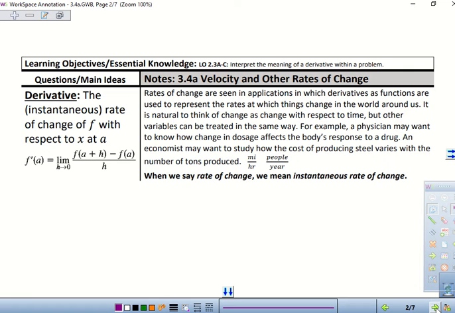It is natural to think of change as change with respect to time, but other variables can be treated the same way. For example, a physician may want to know how change in dosage affects the body's response to a drug. An economist may want to study how the cost of producing steel varies with the number of tons produced.